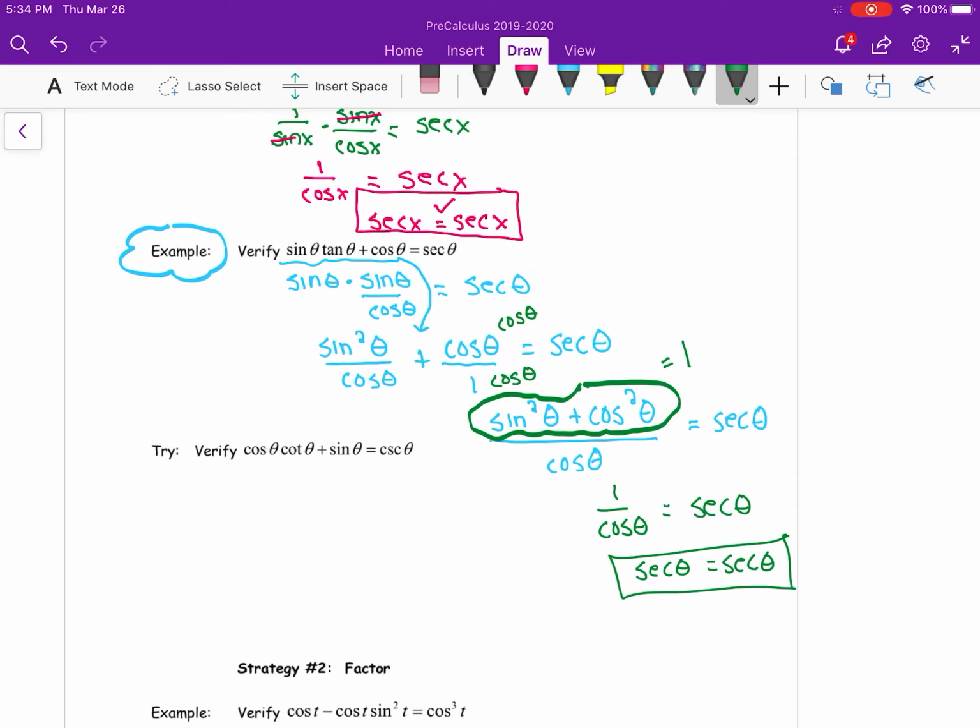All right, so this is all about getting a common denominator. This example will be the same thing. It's going to look exactly like the one before.